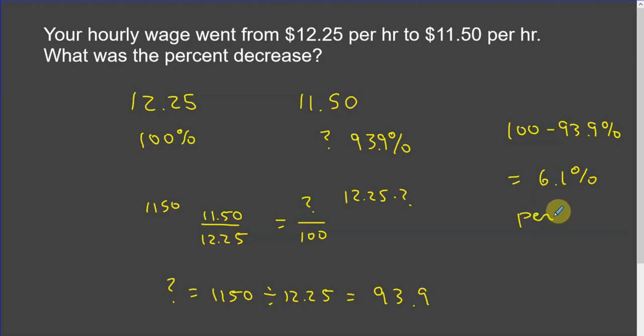That's the percent decrease. 6.1%. All right, so that concludes our examples on percent increase and percent decrease.